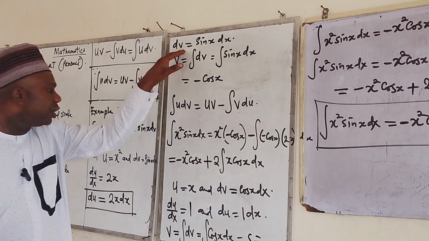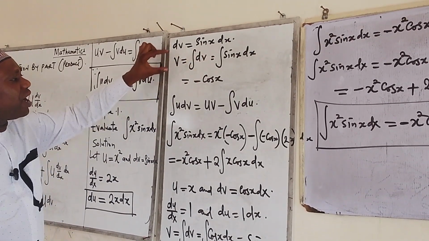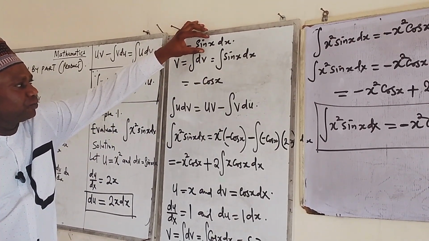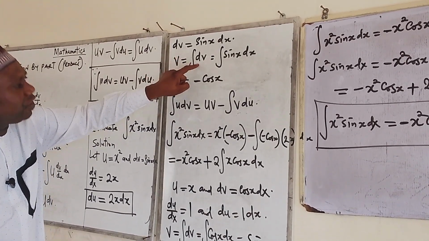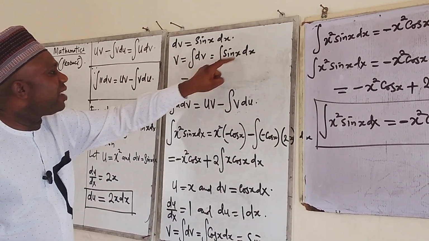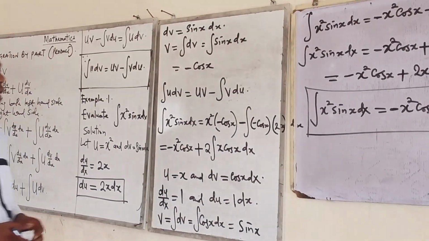Now dv, we said dv is equal to sine x dx. To get the value of v, you have to integrate this, because the integral of dv is the same thing as v. So integrating dv, we are integrating sine x dx. When you integrate sine x, it gives you minus cos x.